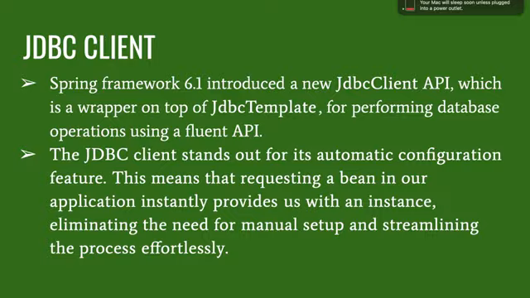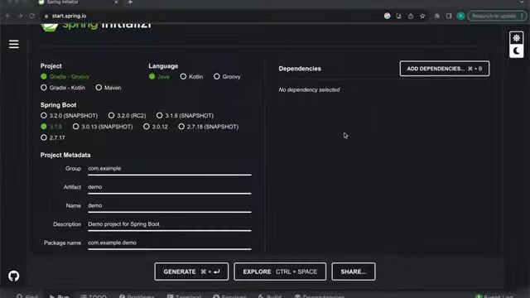It will also eliminate the row mapper and column to field mapping. You no need to write any row mappers for this JDBC client. So these are the advantages. Let's jump into the code. Now I'm going to implement the CRUD operations by using this JDBC client.